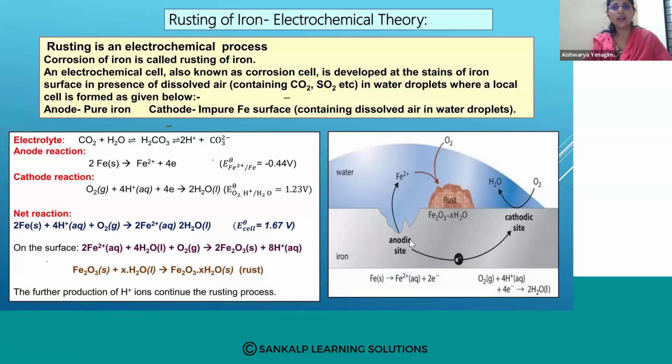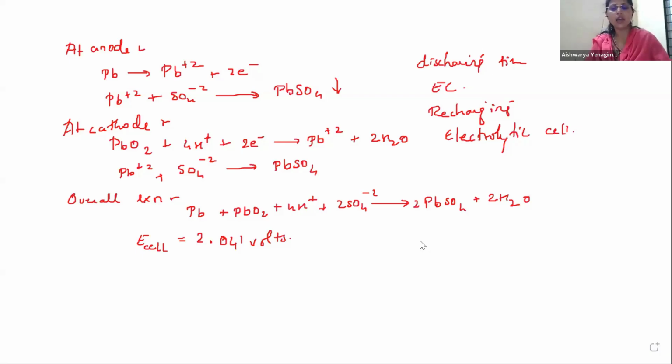When does rusting of iron happen? When do we use the term rusting? Let me tell you one more term we have, called rancidity. What is rancidity actually? Rancidity is also nothing but corrosion only. But we say corrosion of metal. Rancidity is corrosion of metal.